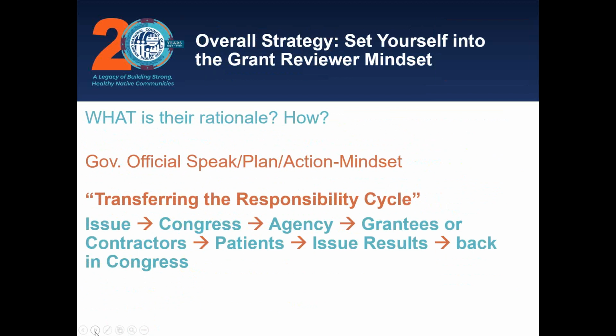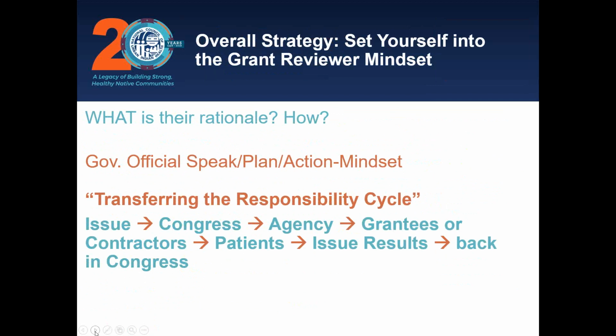So the overall strategy that I would suggest is that, as I mentioned, set yourself in the grant reviewer's mindset. What is the rationale? How do we get there, right? And here I'm not only talking about the budget, I'm talking about the whole program, and the budget being a very important component of it. So since it has to be aligned, we have to think about the program as a whole.